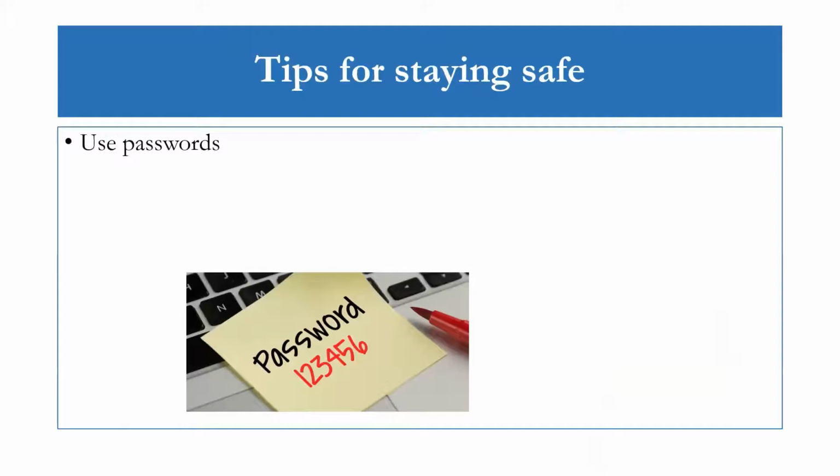So the first one is to use passwords. Now the picture has password 1, 2, 3, 4, 5, 6. One of the weakest passwords you can ever use is 1, 2, 3, 4, 5, 6, because it's something that people can easily guess. So you need to use passwords that are at least 8 characters. Now we are putting the characters because we don't just need numbers and we don't just need letters. It needs to be a combination of alphabets, numbers, and symbols. And the alphabets can be capital and small letters mixed. So it's complex enough for you to be safe.